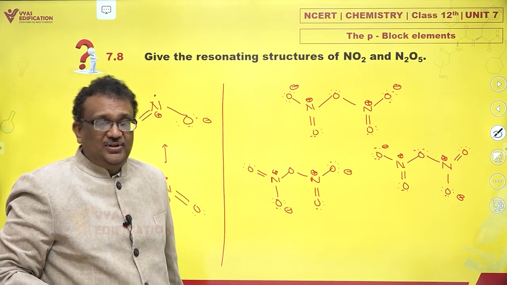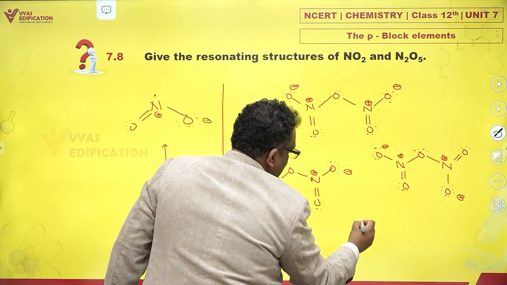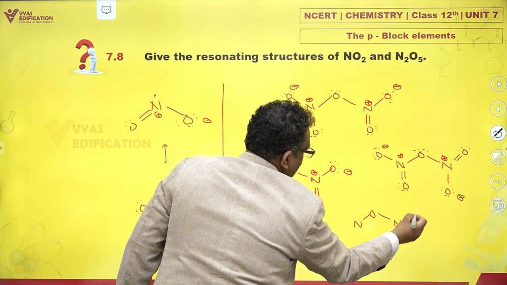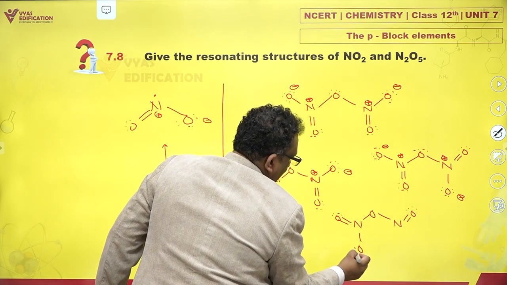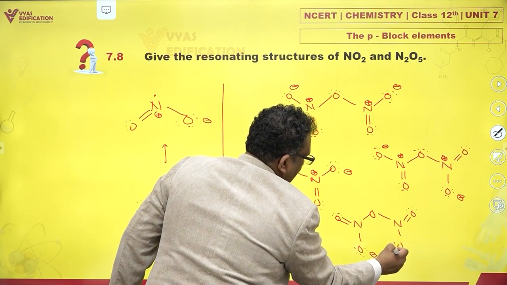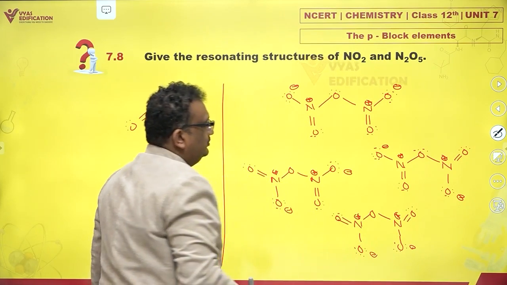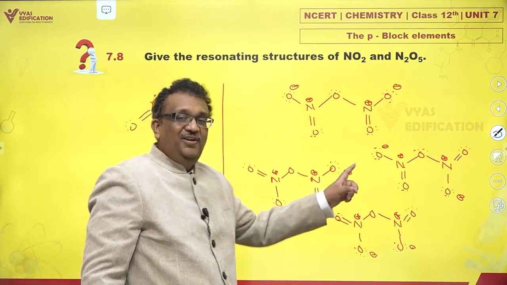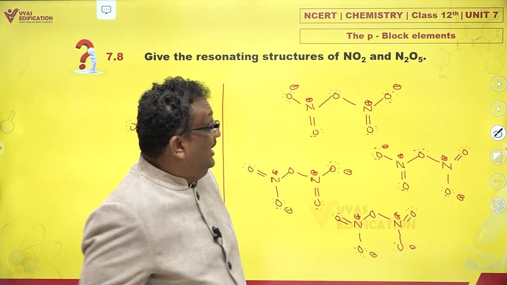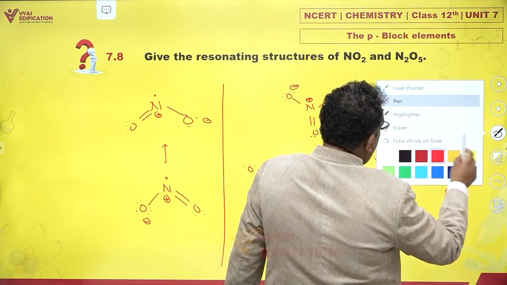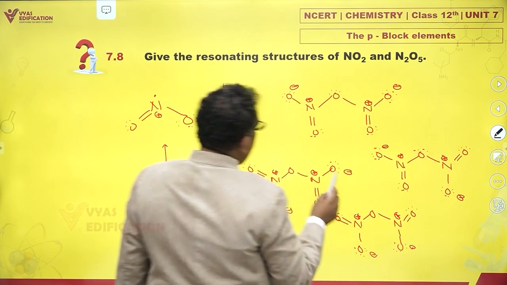And then there is a fourth and the last possibility, when we change this as well as this. So N-O-N, O, O, O, and O. 1, 2, 3, 4. Four contributing structures of N2O5, amongst which, if you look at the bond order, you would find some very interesting terms.